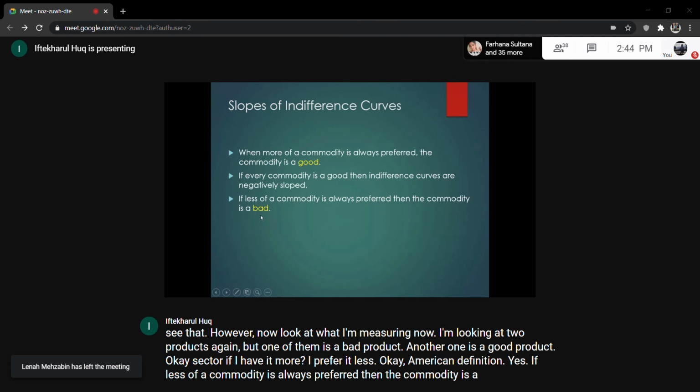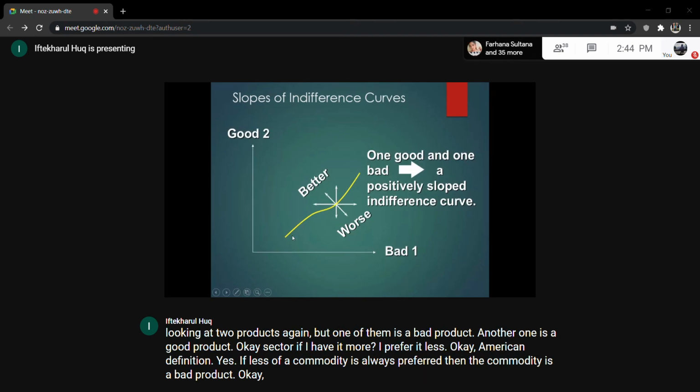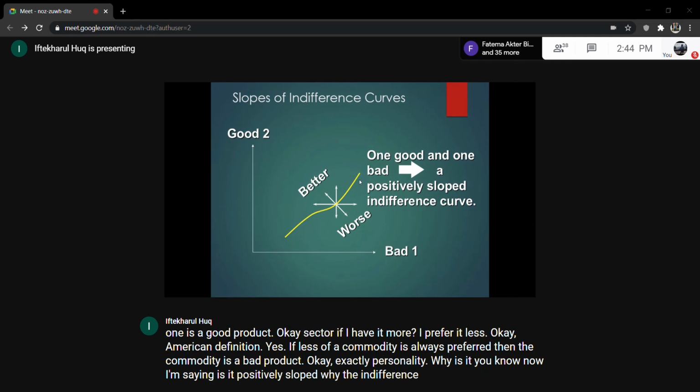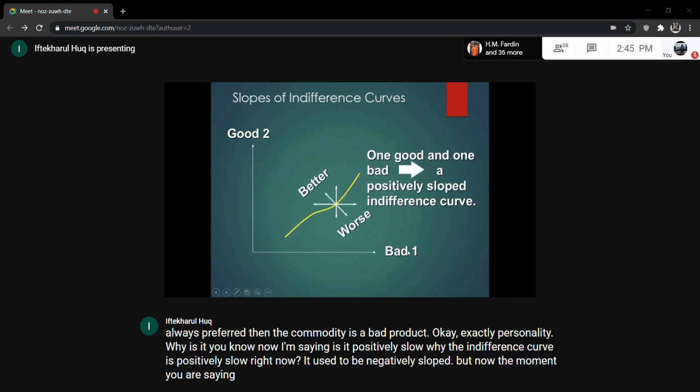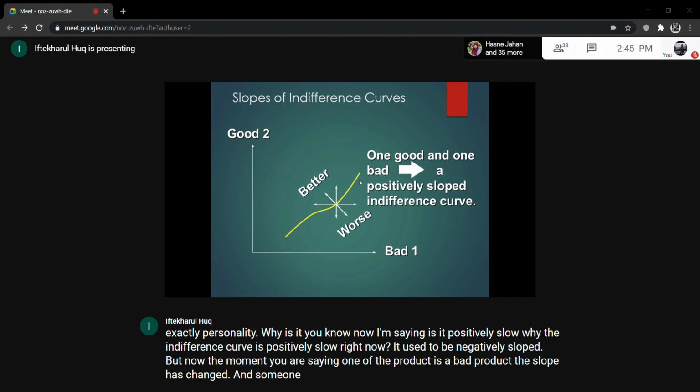Okay, so এখন প্রশ্ন হচ্ছে, why is it, now I'm saying, is it positively sloped? Why the indifference curve is positively sloped right now? It used to be negatively sloped, but now the moment you are saying one of the product is a bad product, the slope has changed. Can someone explain that to me?